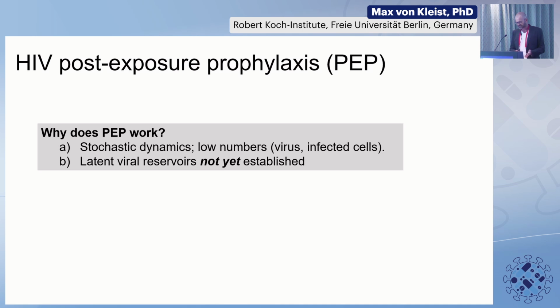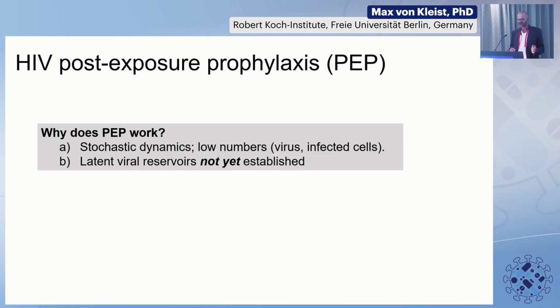And the second thing is, why does PEP actually work? There are two main things to think of here. The initial events after viral exposure are quite stochastic. As you know, not every exposure leads to an infection, even in the absence of any drugs. A particular PEP regimen would reduce that probability. So it's stochastics, it's probabilities. We're talking about infection probabilities of less than 1 to 10% per exposure, depending on the type of exposure. PEP will reduce that.